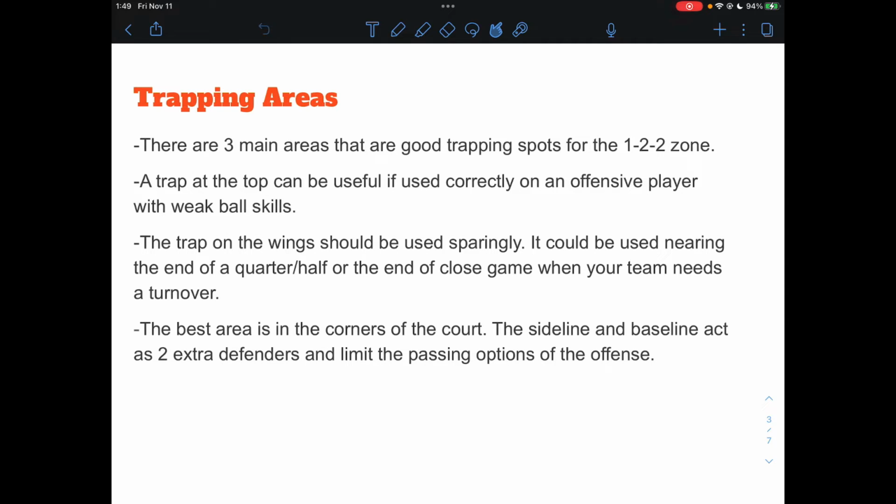However, the best area is in the corners of the court. Why? Because we essentially have 2 extra defenders there, the sideline and the baseline, and it limits how, 1, the offensive player can move, and 2, where they can pass the ball.